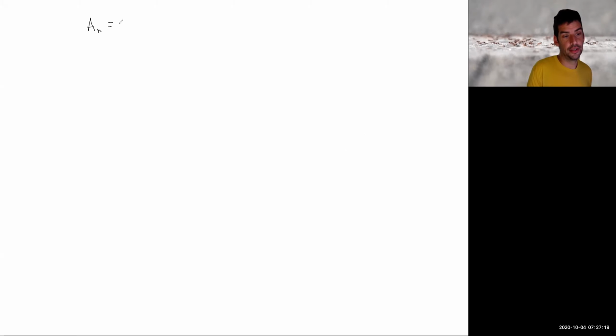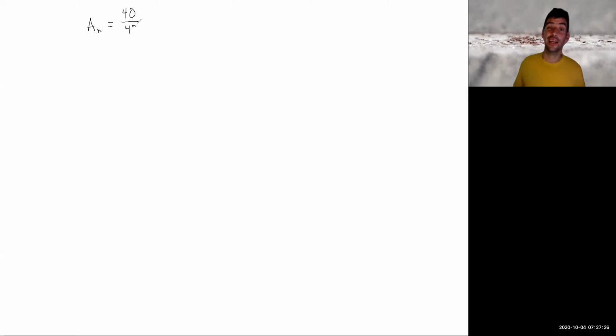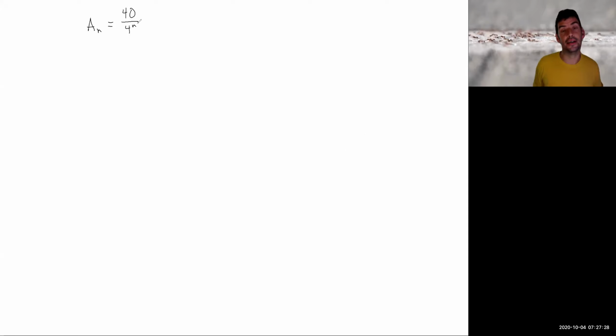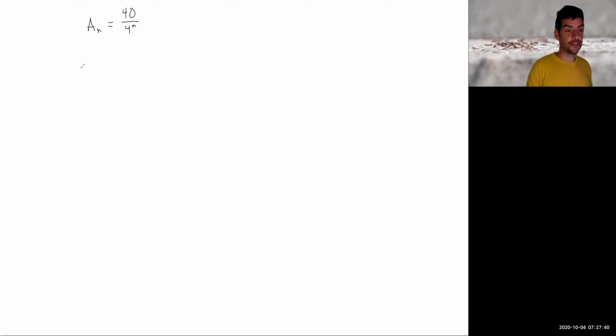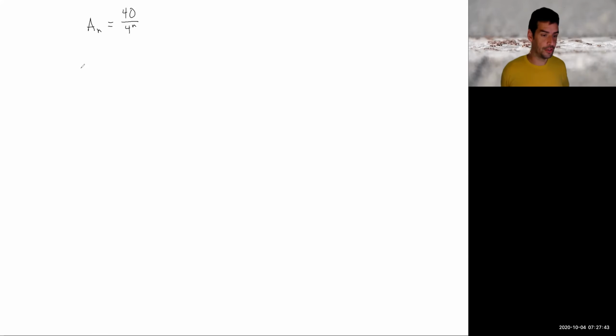we're given this expression, a sub n is equal to 40 over 4 to the n. Again, the question might look a little different for you. The numbers might look a little different, but the process will be the same. Okay, so the first part asks you, and then it gives you two cases and asks you if the expression given is convergent or divergent, and if it converges, find the limit of the convergence.